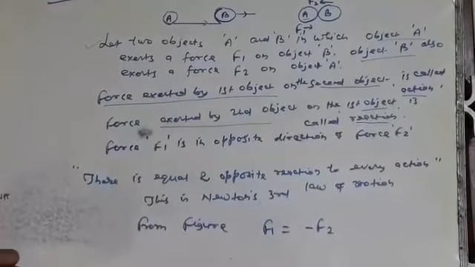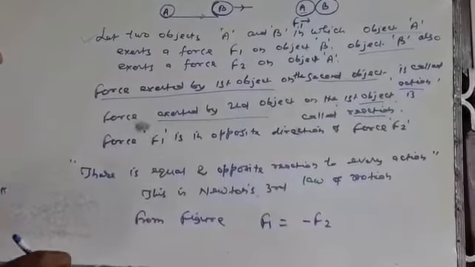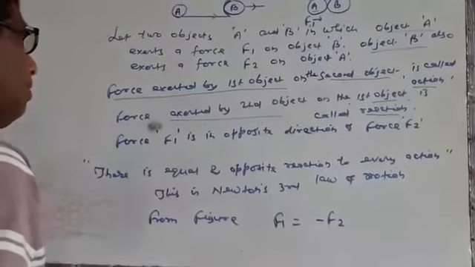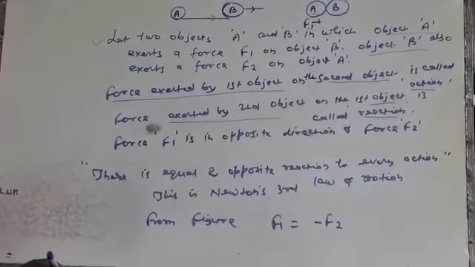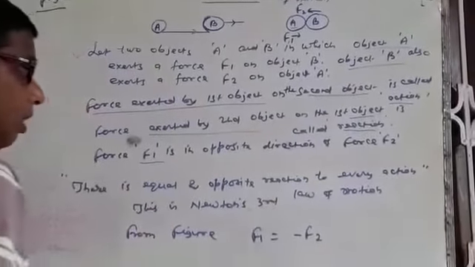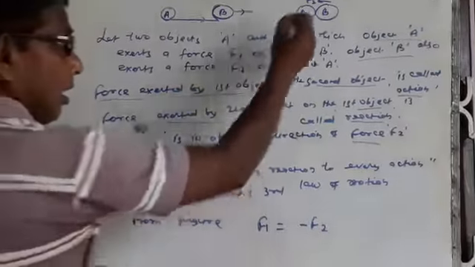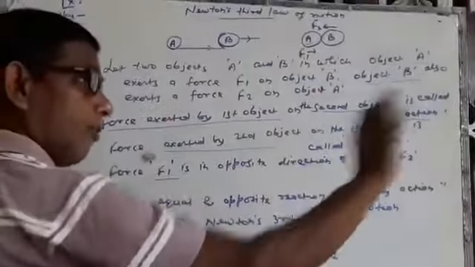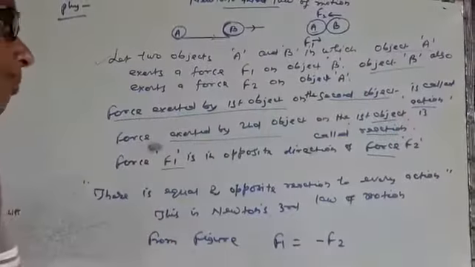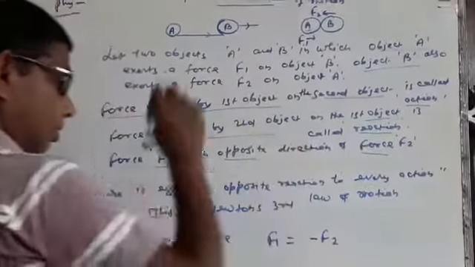Our main purpose is to know the statement of Newton's third law of motion. Without knowing action and reaction, no one can explain or write Newton's third law of motion. Force F1 is in the opposite direction of force F2. You are seeing object A exerts a force in the forward direction and object B exerts a force in the backward direction. Both forces are opposite to each other.